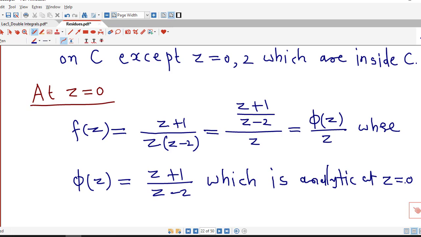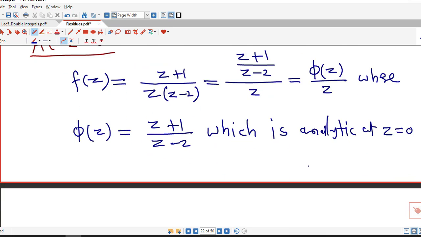It is a rational function. Its denominator becomes 0 at z equal to 2. So it is analytic at z equal to 0, and the value of phi at z equal to 0 is 0 plus 1 divided by 0 minus 2, that is minus 1 by 2, which is non-zero.